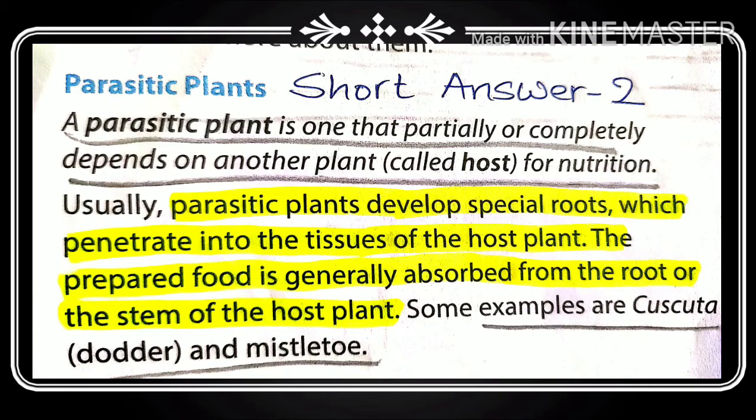Take out page number 16. In that second paragraph is of parasitic plant. Here the highlighted portion is the answer, that is how parasitic plants develop special roots which penetrate into the tissues of the host plant and then prepared food is taken up by them.